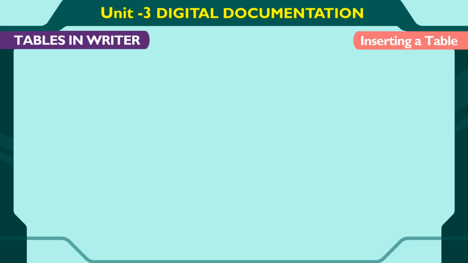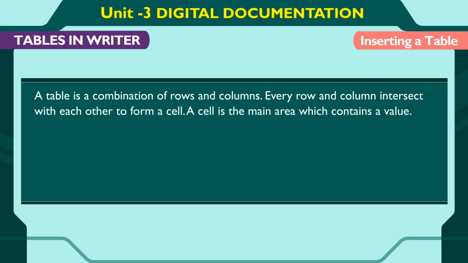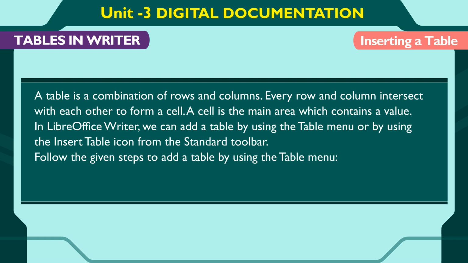Inserting a table. A table is a combination of rows and columns. Every row and column intersect with each other to form a cell. A cell is the main area which contains a value. In LibreOffice Writer, we can add a table by using the Table menu or by using the Insert Table icon from the standard toolbar. Follow the given steps to add a table by using the Table menu.